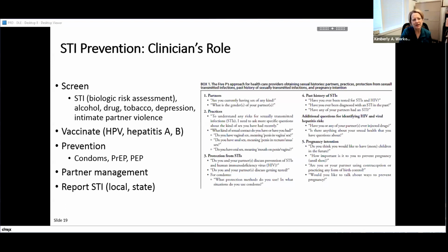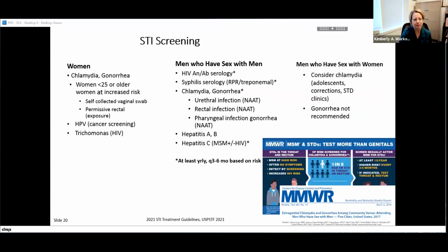Also, this should be thought of in the same way as getting histories for alcohol, drug, tobacco, depression, intimate partner violence. Part of our normal history taking is to think about both the biologic and behavioral risk assessment. Think about vaccination, the prevention using condoms, PrEP and PEP. We'll talk about those both for STIs and HIV, partner management, and the importance of reporting either through your state or your local health department.